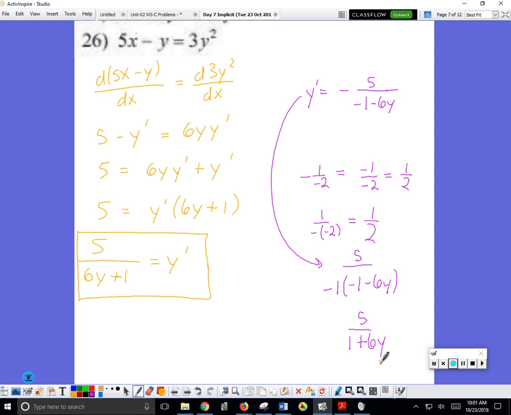Other questions? Today's pretty straightforward. Lots of extra time actually to work on the homework. So just finish the homework, 1 through 36. Go.